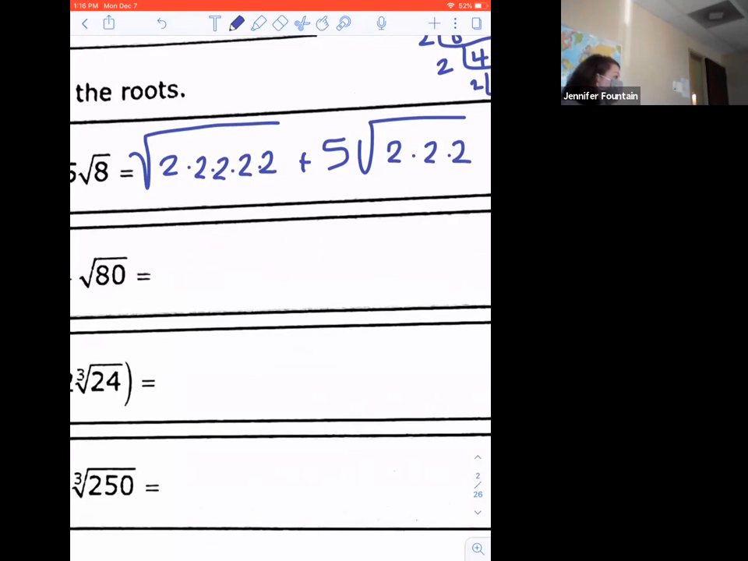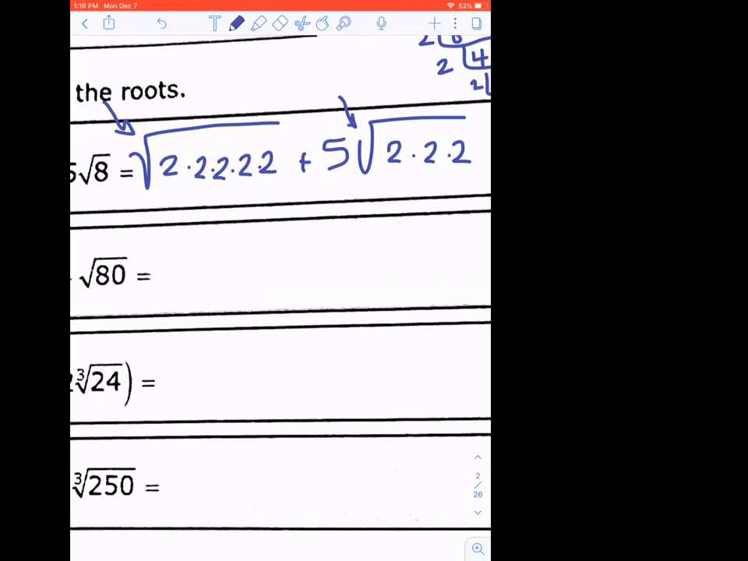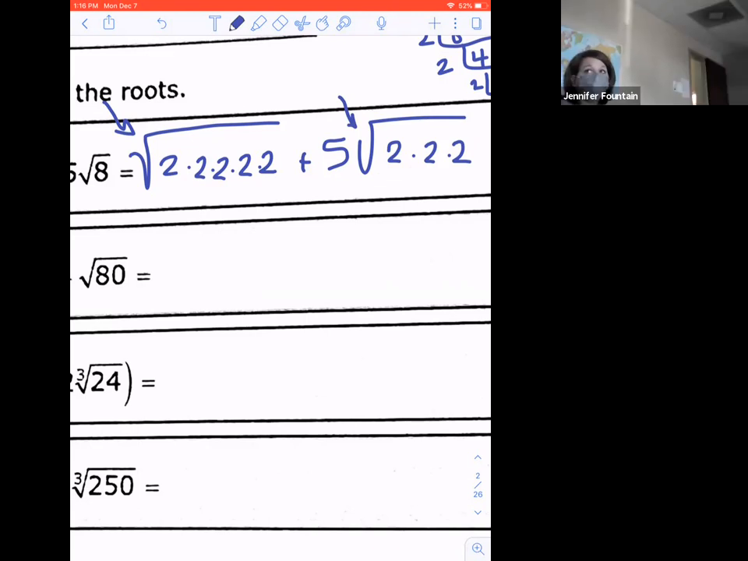What is my index? Remember, my index is that little number that's right here. And if it's not there, I understand it to be what number? Two. A 2, good, because I'm doing the square root. So if I don't have a number written there, I understand that to be a 2, and that means I need 2 buddies. So I've got 2 twos and 2 twos and 2 twos, okay?